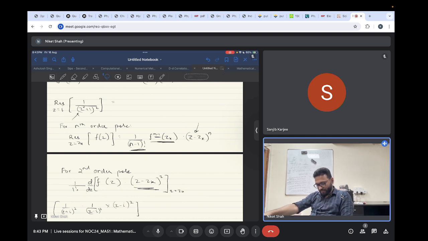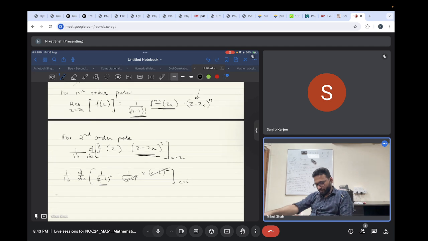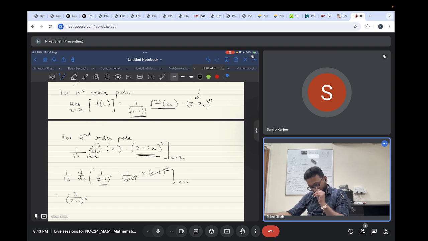Okay. Once I do this, I'll take the derivative of the remaining function. This gets cancelled, and for this I'll take the derivative and 1 factorial outside, and this is going to be evaluated at z equal to i. I'll put z equal to i at the end. Did you understand what I'm doing here? Yes, right? Okay. Minus 2 divided by z plus i the whole cube, evaluated at z equal to i.